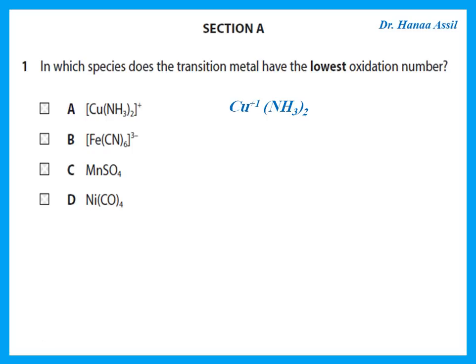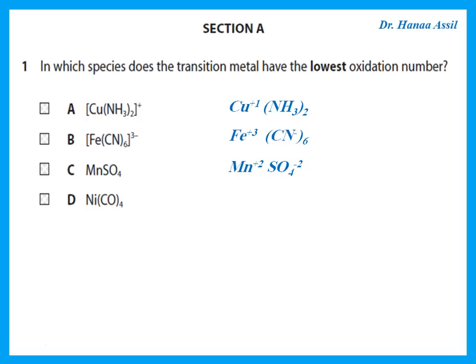So in Fe cyanide 6, overall 3-. You should know that each cyanide has a negative charge. So that means I have 6 negative charges. If the overall is 3-, that means that the ion was 3+ or +3. Manganese sulfate, you should know that the valency of sulfate is 2, so this is 2-, so manganese is +2 since there is no overall charge.